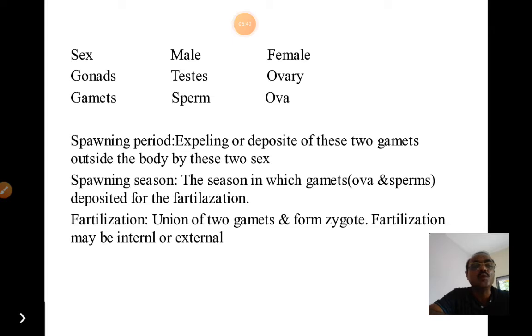A single sperm and a single ovum is not useful alone; when both gametes come together, the union of these two gametes occurs, then the eggs get fertilized and then developmental biology starts. When the sperm and ova develop within the body, they are laid outside the body by the male and female. That process is called spawning. Expelling or deposition of respective gametes outside the body is called spawning.